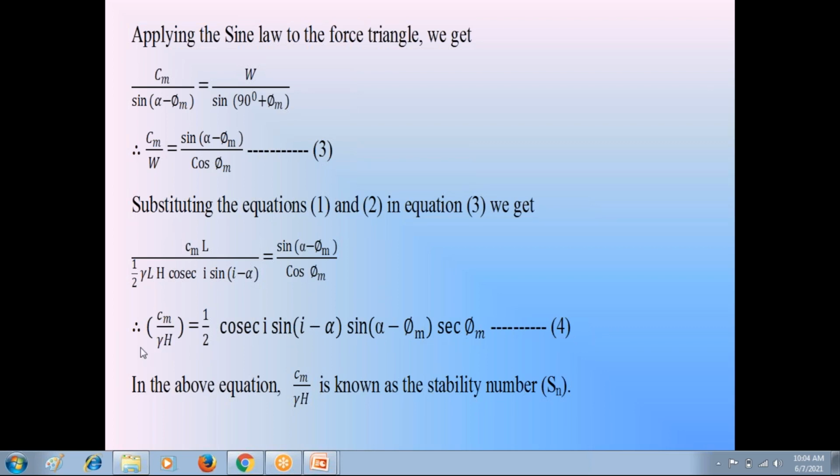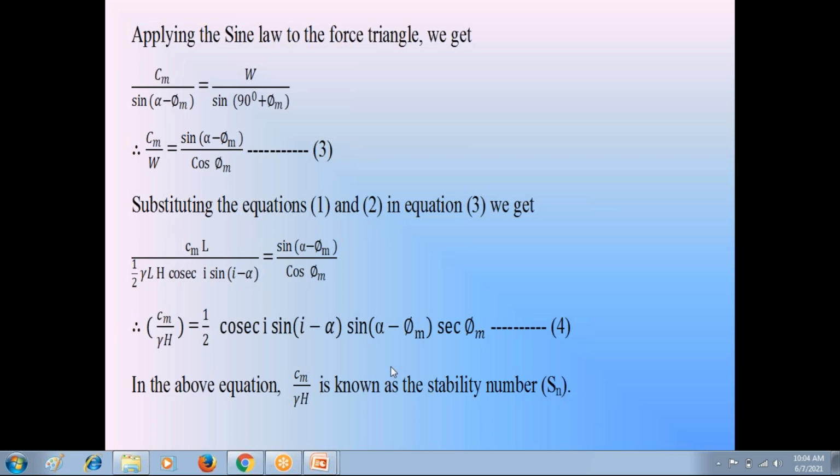Now in this equation 4, this left side term Cm divided by gamma h, in the Kalman's method, is called the stability number of the finite side slope AB. That is the symbol for Cm divided by gamma into h. That Cm is small cm, the mobilized cohesion per unit length. We call that Cm by gamma h the stability number, indicated as Sn. Cm by gamma h is called the stability number of the finite side slope AB.